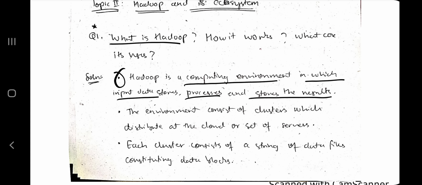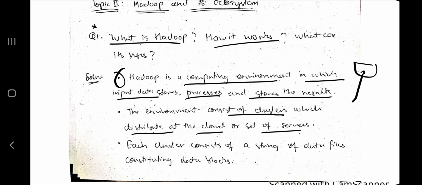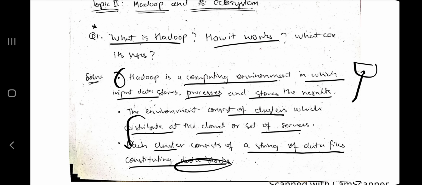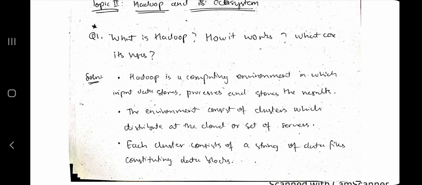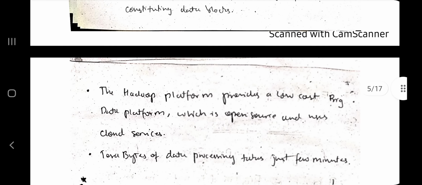How does it work? The next question: how does it work? It works based on clusters. It consists of clusters which are distributed over the cloud and a set of servers. It uses those clusters to store the data, and it uses some Hadoop tools to perform the operations on the data. And a bit more information regarding the storage is given here. Each cluster consists of a string of data files constituting data blocks. In each cluster there are data files stored in the form of data blocks. So this is about the storage, and finally they have asked about its uses also.